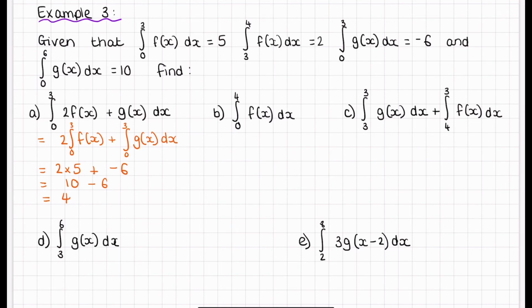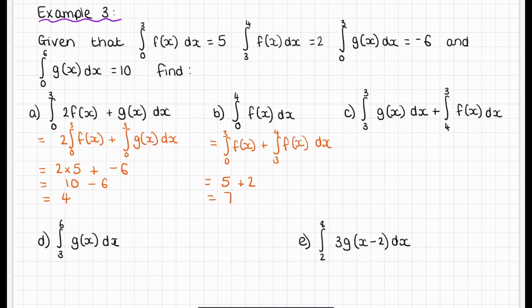B, we want 0 to 4 of f of x. So we've got 0 to 3 and we have 3 to 4, which means we need to add those two together to get from 0 to 4. So we've got from 0 to 3 of f of x, which we've been given above, and we want to add that to the integral from 3 to 4, because then overall we're going from 0 to 4. So this first one equals 5, from 3 to 4 equals 2, so this equals 7 overall.